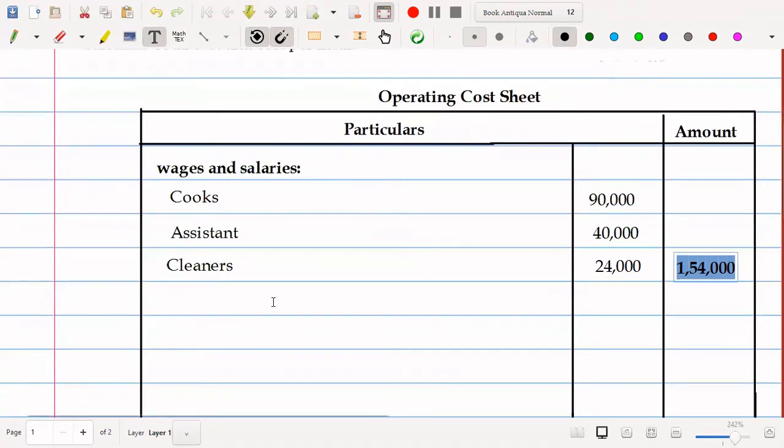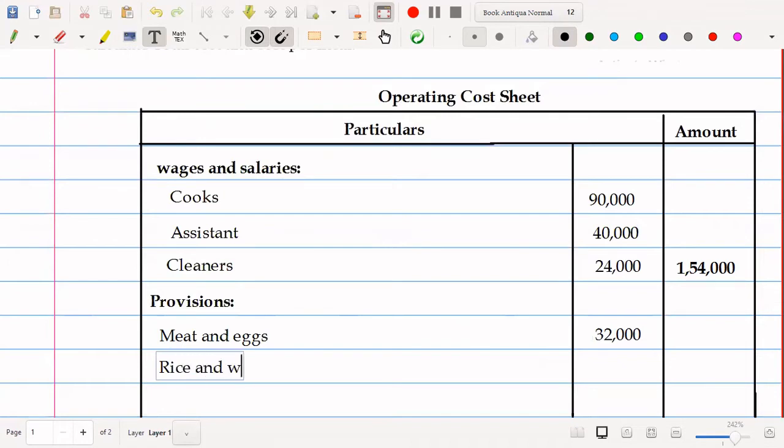And under the second head, we have provisions. Let's see what are given in the problem. So first one is meat and eggs. Meat and eggs rupees 32,000. Rice and wheat, it's given as 14,000.